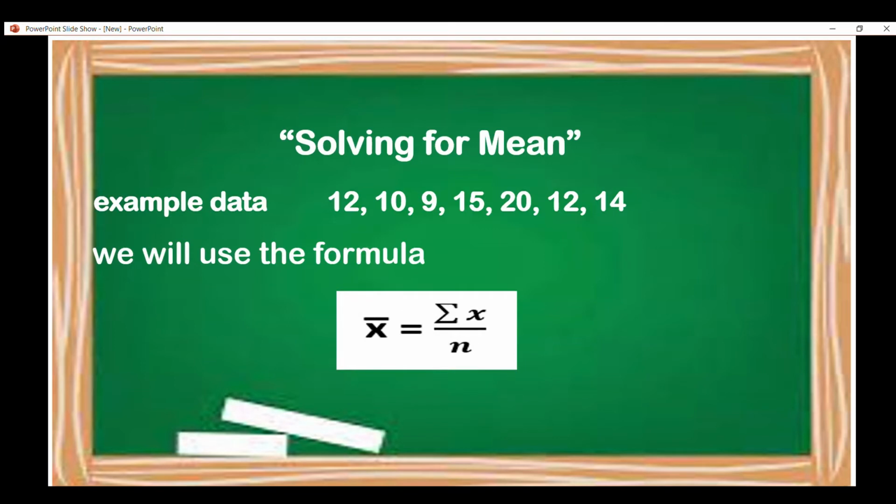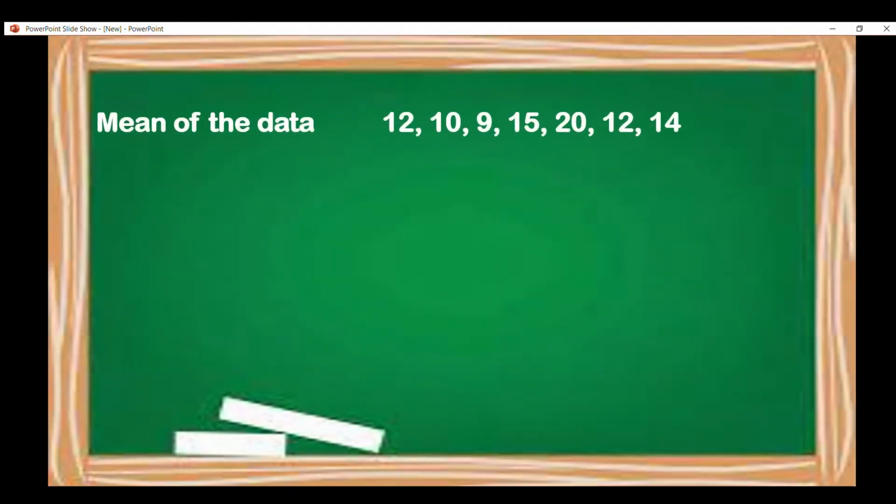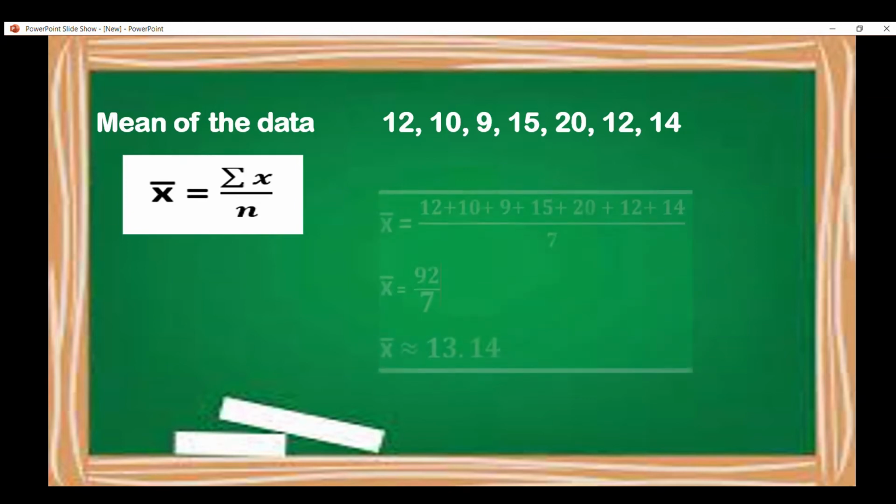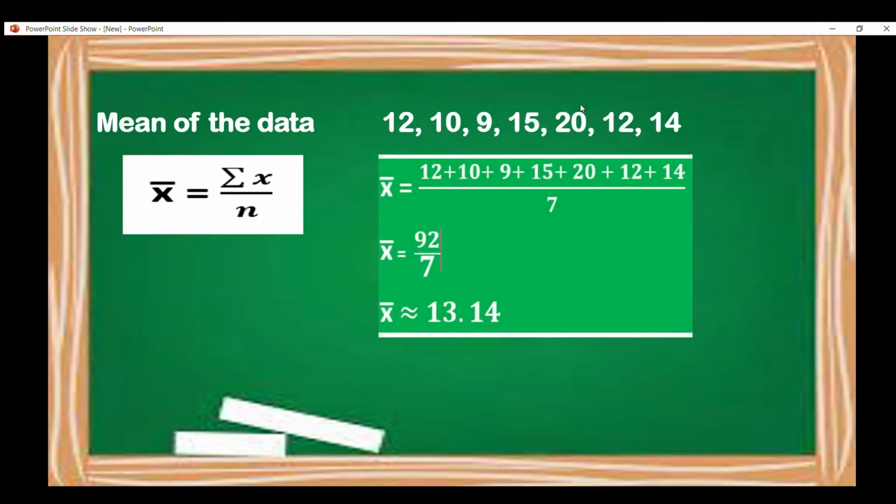That's x bar is equal to the sum of x all over n. That means the mean is equal to the sum of all the scores divided by the total number of scores. And that's the formula that we're going to use here. So let's continue. The mean of the data given, 12, 10, 9, 15, 20, 12, and 14, would be solved using the formula x bar is equal to the sum of x all over n, and we will have this solution.